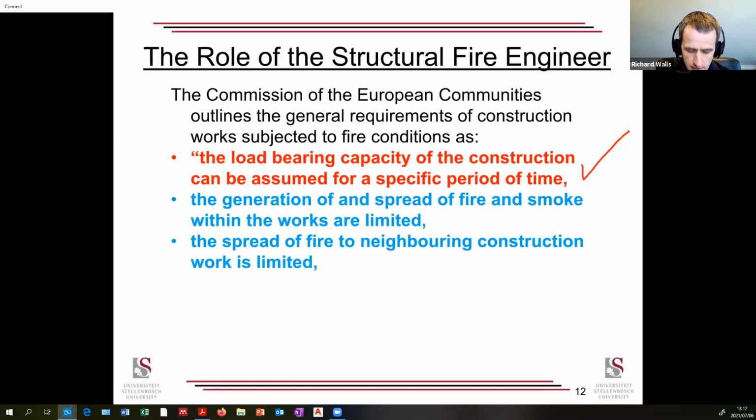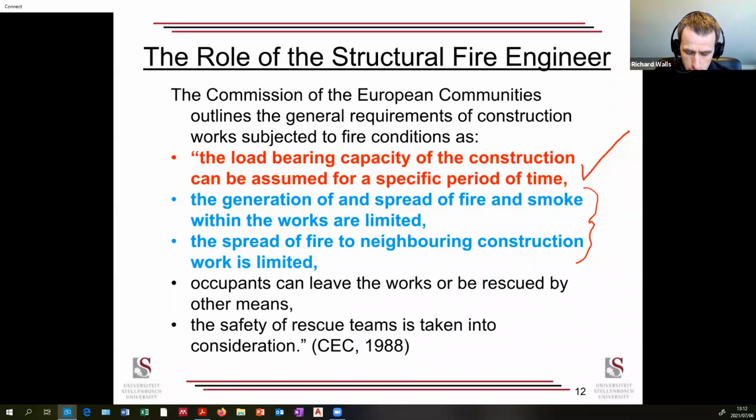Okay, great. The generation and spread of fire and smoke within the works are limited. The spread of fire to neighboring construction works is limited. We have some amount of influence on this, but this also falls a lot within the fire engineer's role, the fire consultant's role. He or she would often be generating that. And then occupants can leave the works or be rescued by other means. And then the last, especially these last two, this would often be dealt with in your layouts between the mechanical engineers or the fire engineers and then the architects in terms of egress, evacuation, access, etc.